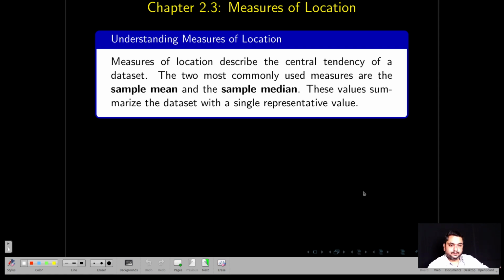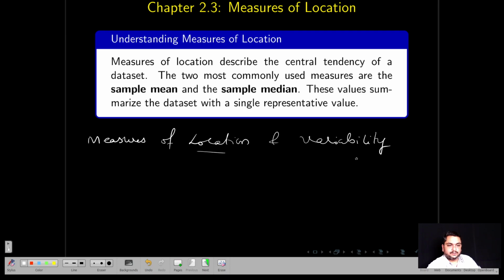So now we'll see the next concepts, that is measures of location and variability. Why are these two important concepts?